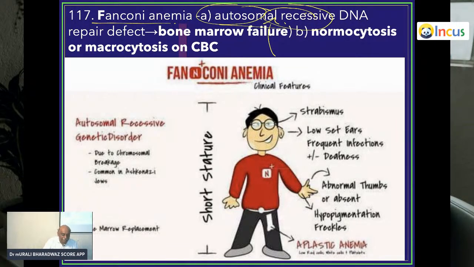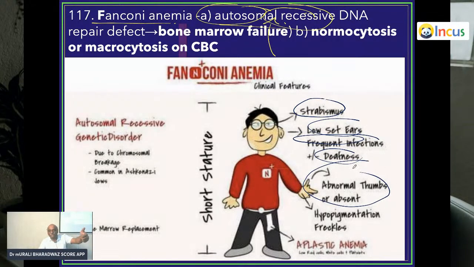That is Fanconi's anemia. But what is very interesting about Fanconi is they'll have certain physical features that you need to identify in Fanconi. Strabismus, squint. Then low set ears, frequent infections, deafness. They also have absent thumb. So absent radii with thrombocytopenia is TAR syndrome. Here absent thumb and hypopigmentation, freckles can be there.